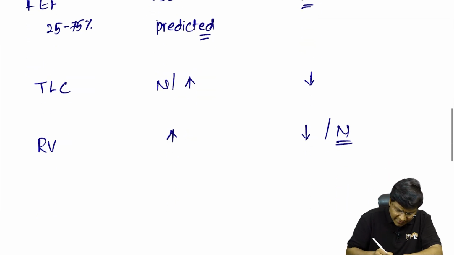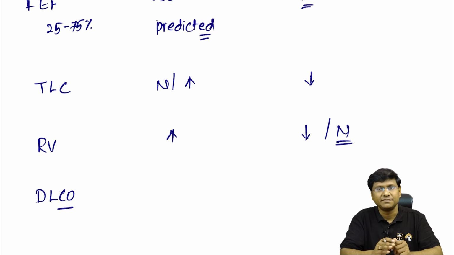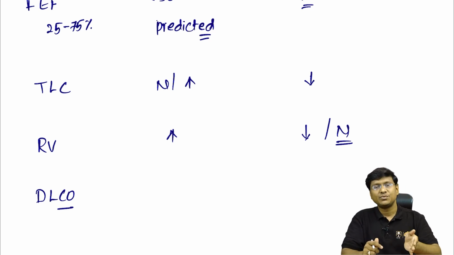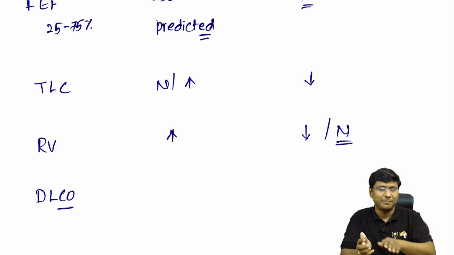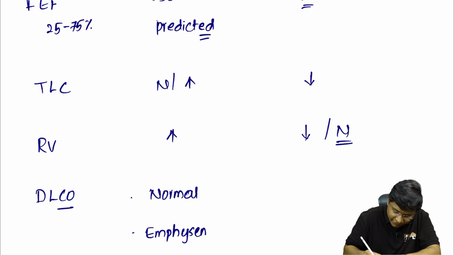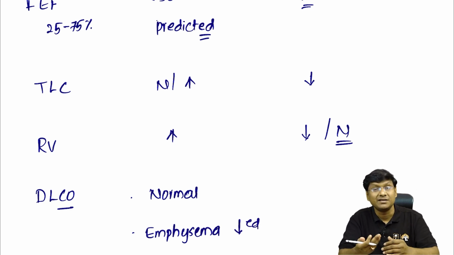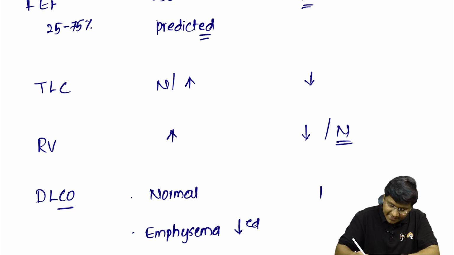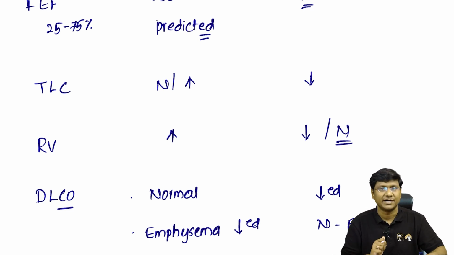Then the next important parameter is the DLCO, that is the diffusion capacity of the lung for carbon monoxide. In the obstructive pattern, DLCO is usually normal, but only in case of emphysema is the DLCO decreased. Whereas in restrictive lung diseases, the DLCO is decreased, although it can be normal in the extrapulmonary causes for restrictive lung diseases.